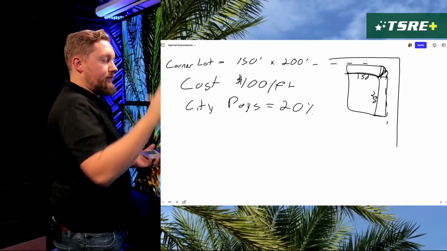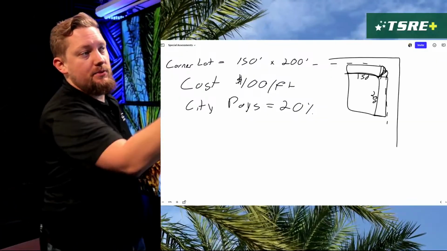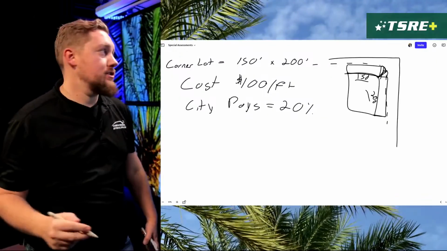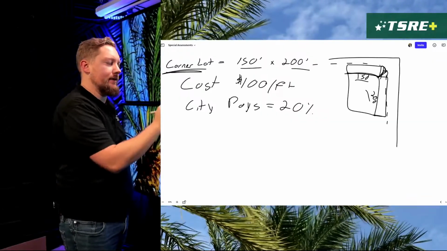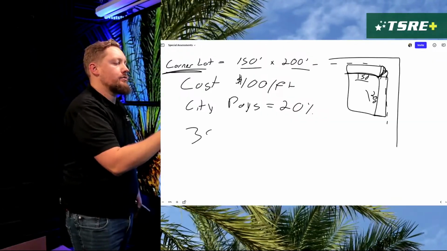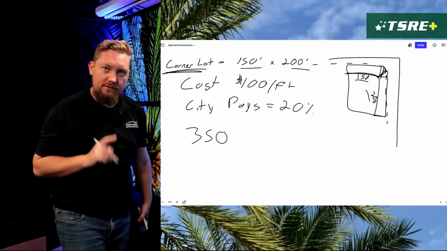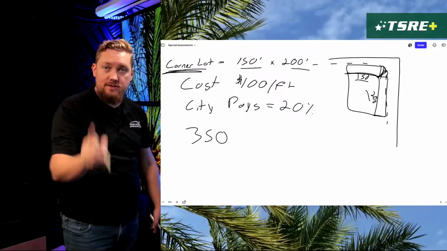So, first step, which is going to be an additional step, is we've got to find the total frontage. Because specifically this is a corner lot, we need to combine these two together. So we're going to actually have 350 feet of frontage. Now that is only because it is a corner lot.